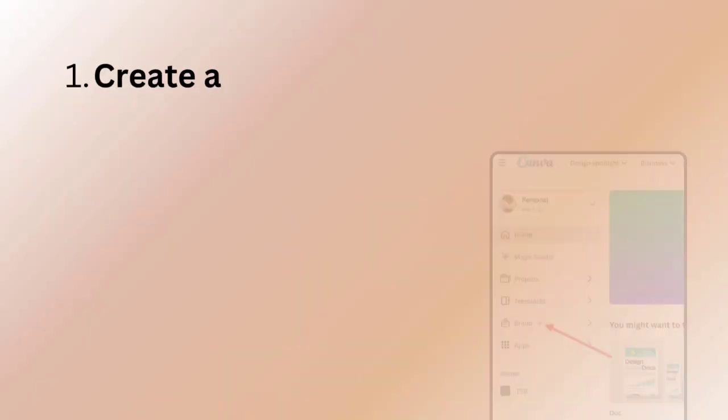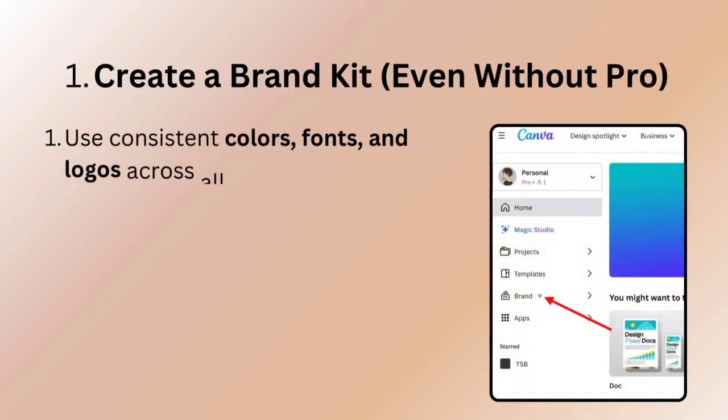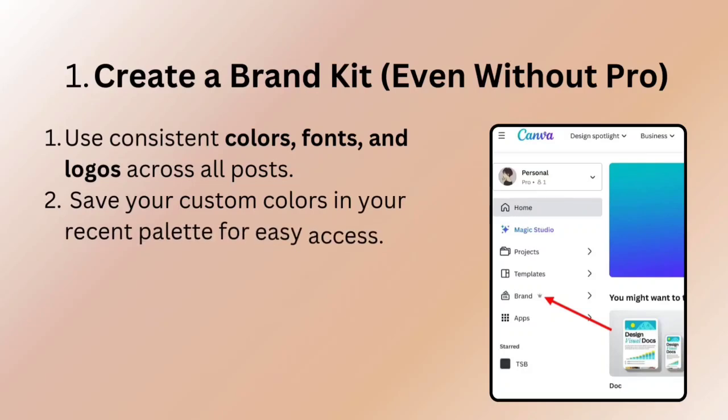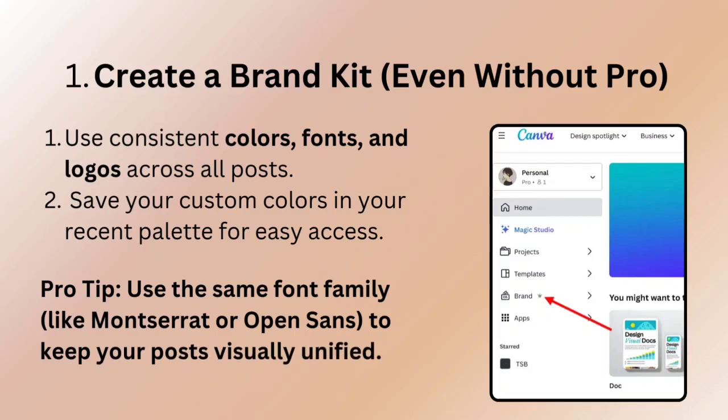1. Create a brand kit, even without Pro. Use consistent colors, fonts, and logos across all posts. Save your custom colors in your recent palette for easy access. Pro tip: use the same font family, like Montserrat or Open Sans, to keep your posts visually unified.